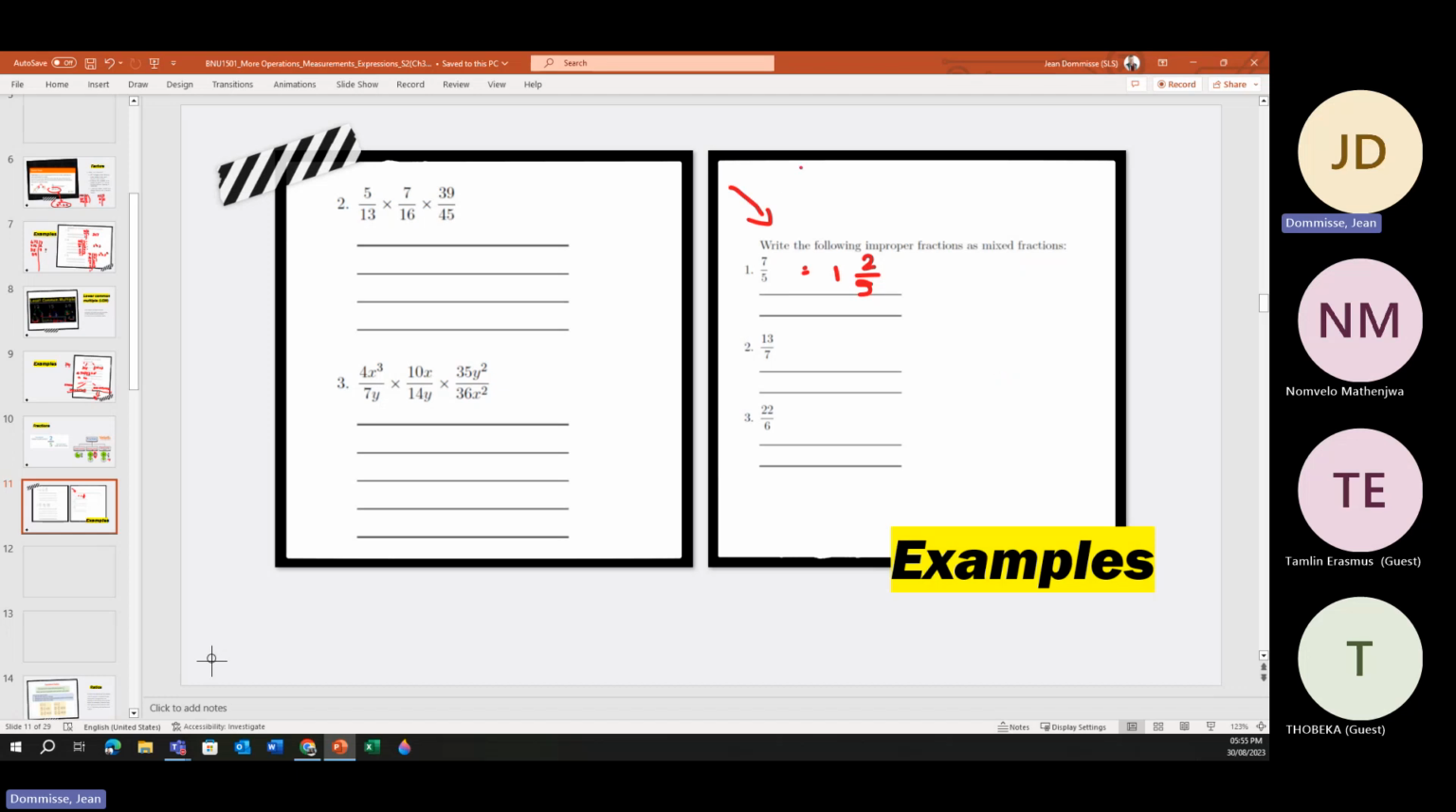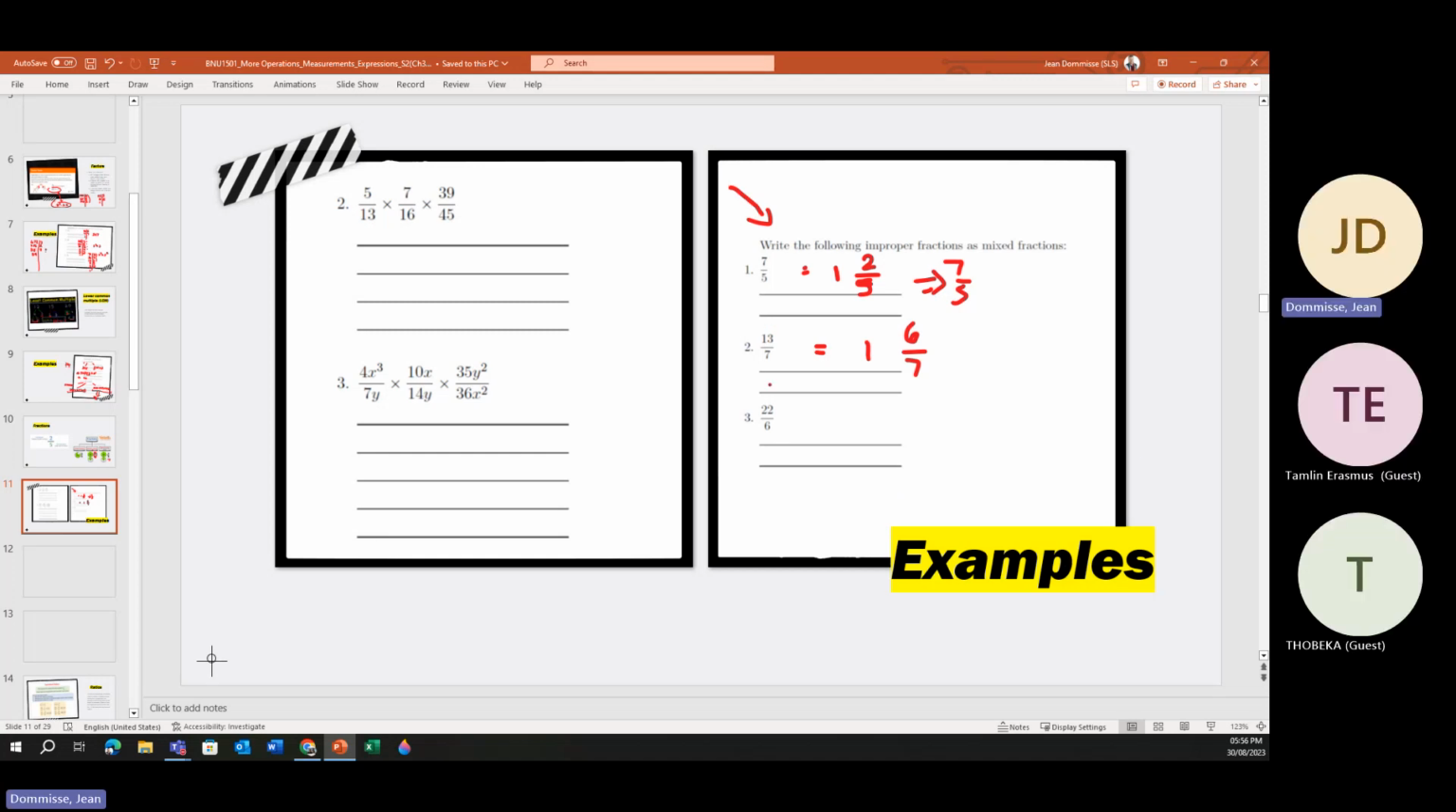How to test your answer again is to say, well, 5 times 1 gives me 5. 5 plus 2 is equal to 7. So that will give me the improper fraction again. Okay, so the same if we look at 13 divided by 7. 7 goes into 13 once. What's left is 6/7. If we wanted to test it again, 7 times 1 is 7. 7 plus 6 is 13.